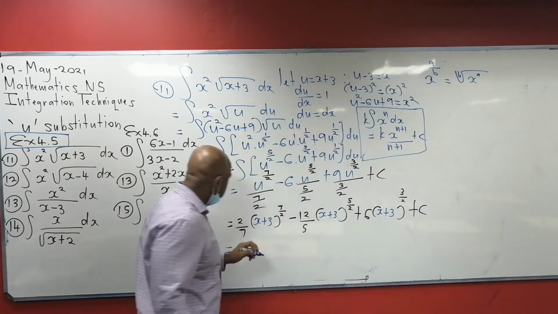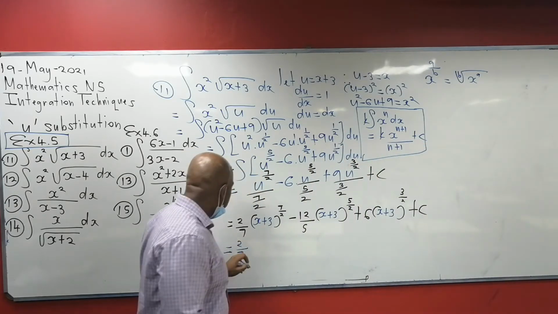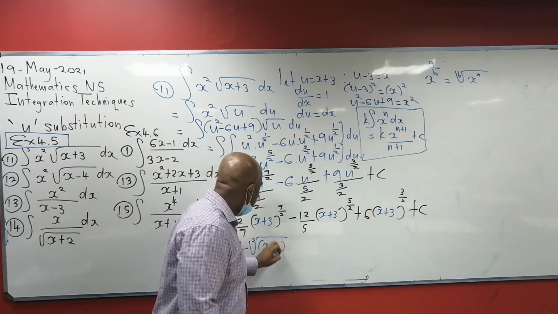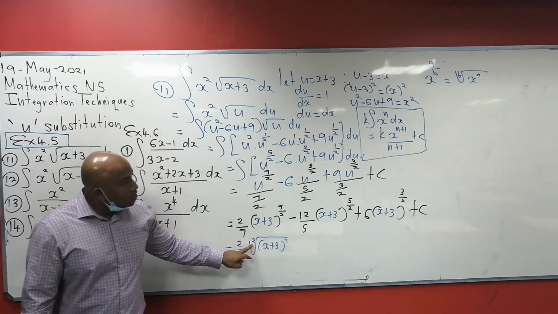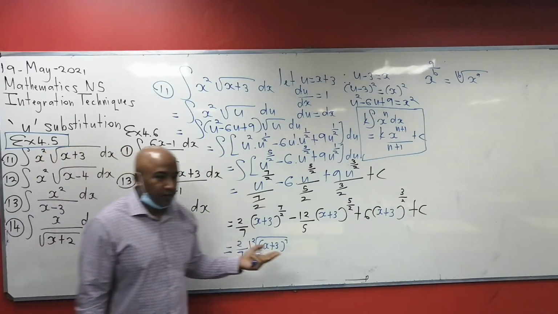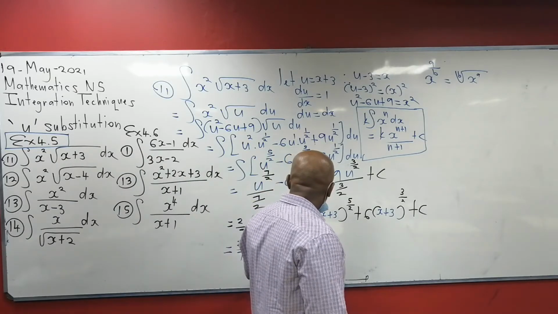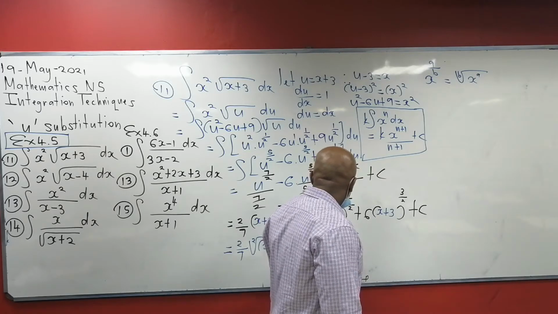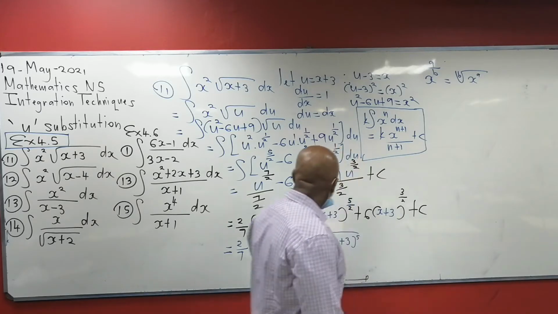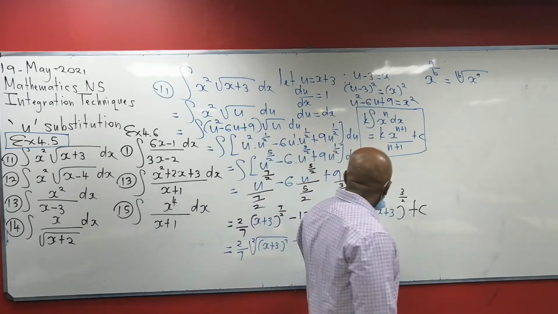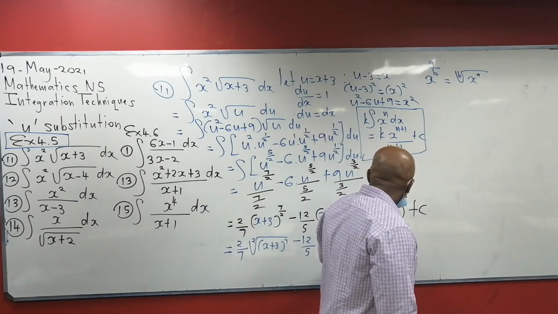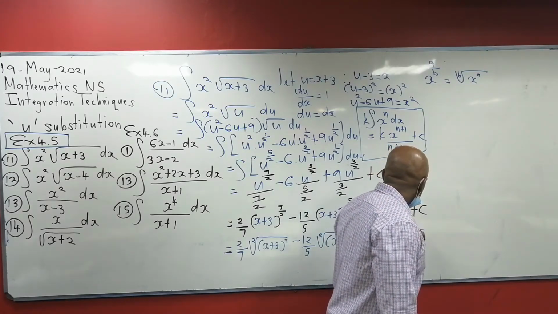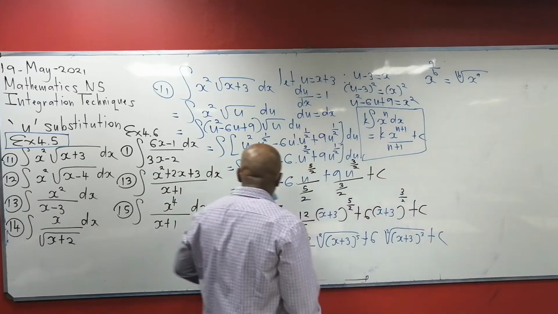So now this is going to be 2 over 7, and then we got the root there of x plus 3, to the power 7. If it's a 2, you do not have to show the 2 because of the square root. So here this is minus 12 over 5, and then I got my 2 there, the square root of x plus 3, all raised to the power 5. Here it's plus 6 times the square root of x plus 3, all raised to the power 3, plus c.